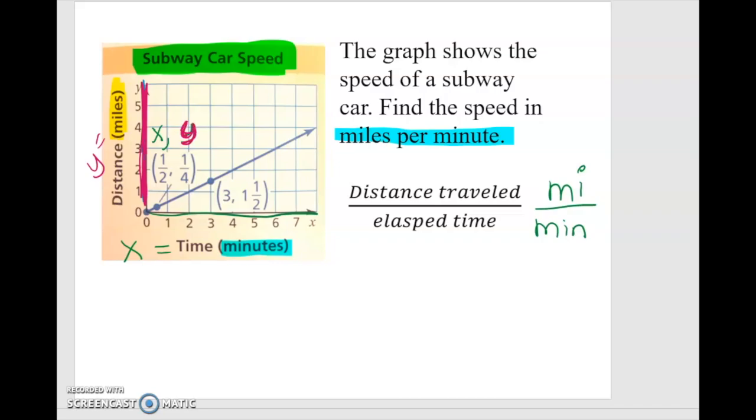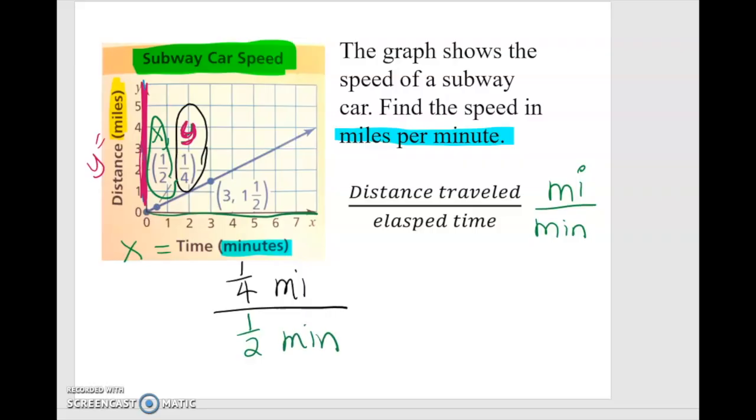Okay, so I'm going to set up my ratio. And again, I want my miles first. So I want my distance first. So I'm going to put the 1/4, and that's in miles. And then it takes me half of a minute to go 1/4 of a mile.